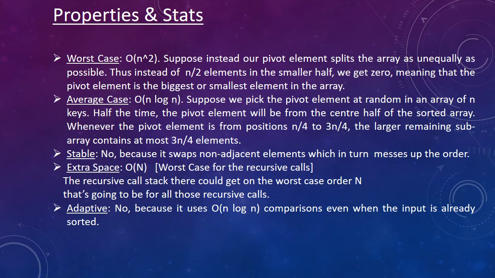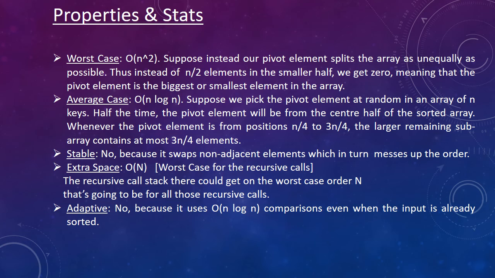Suppose we pick the pivot element at random in an array of n keys. Half the time the pivot element will be from the center half of the sorted array. So whenever the pivot element is from positions n by 4 to 3n by 4, the larger remaining subarray contains at most 3n by 4 elements. So the average case is big O of n log n, which is very good.